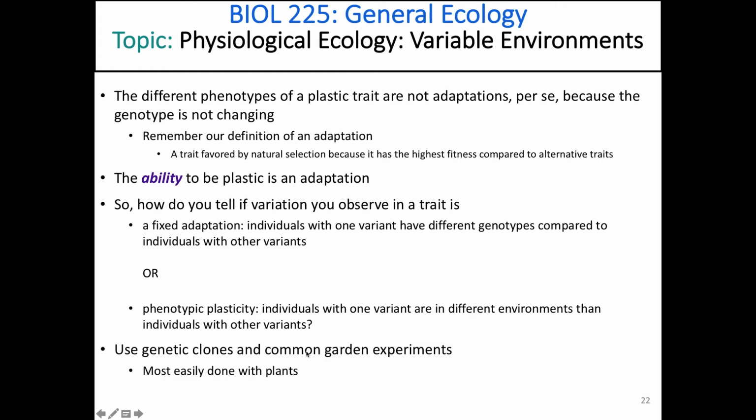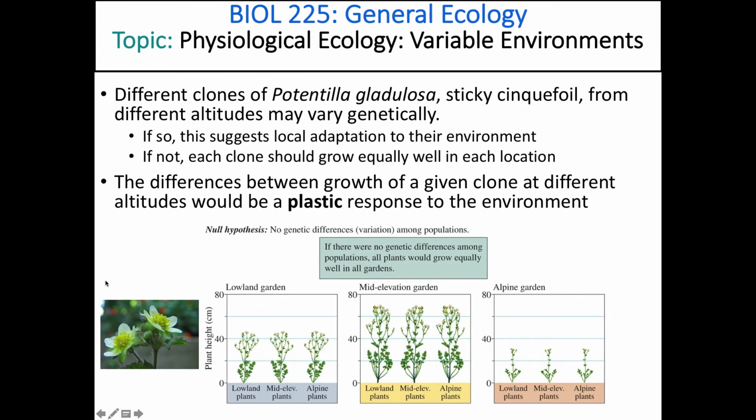One of the best ways to test this is actually using genetic clones, so individuals with the same genotypes, and common garden experiments. Those two things are really easy in plants, so we're going to talk about a plant example. Here we have this plant, sticky cinquefoil. Sticky cinquefoil grows along mountainsides, and it can grow at all elevations: lowland, mid-elevation, and alpine gardens.